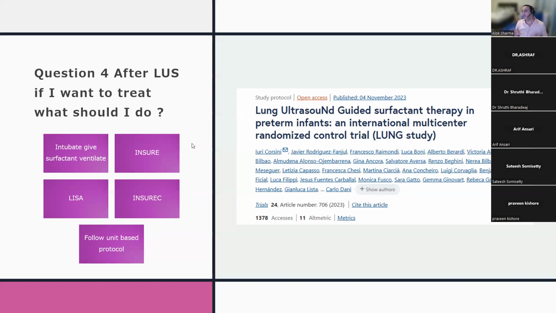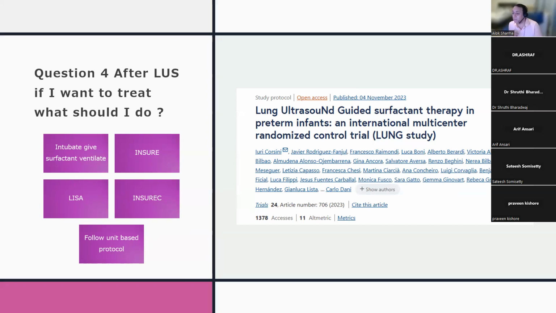At the moment, we don't have any work that gives us any answers to these questions. So my advice would be that if you're incorporating lung ultrasound in your protocol and you plan to do a scan between 60 minutes and 2 hours of age for babies who are on whatever non-invasive protocol you follow, then you follow your unit-based protocol for how you manage them. My own approach is to individualize.